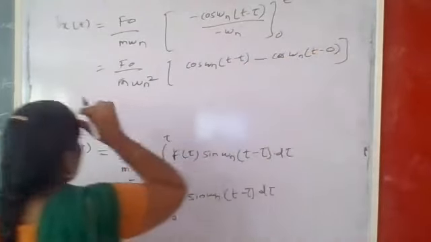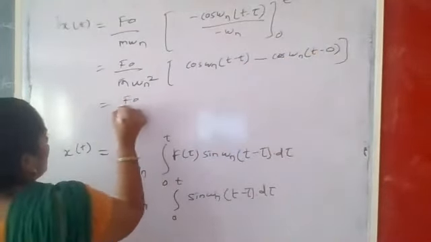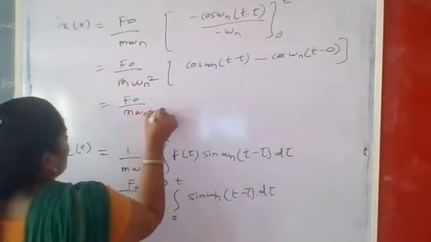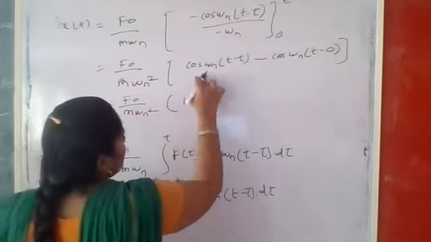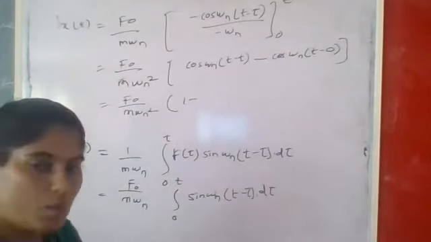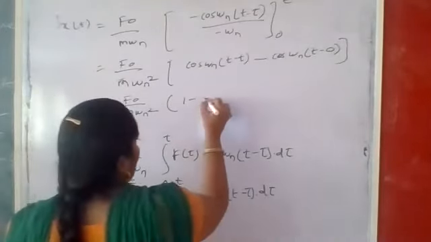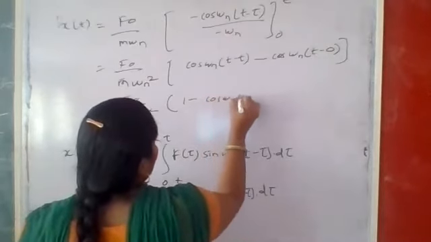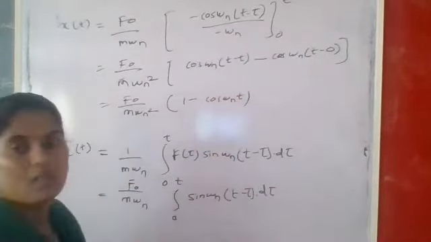So what is the remaining value? That is f naught upon m omega n square into bracket 1 minus cos of omega n into (t minus t). t minus t is nothing but 0, so cos 0 is 1. So 1 minus cos of omega n t. That is the basic equation.